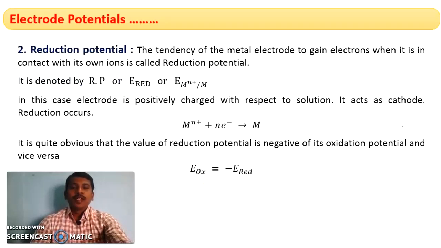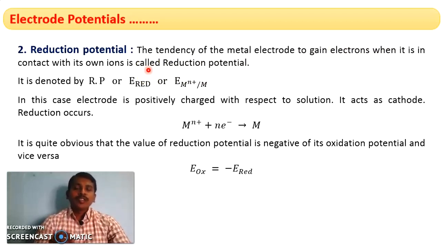Next one is reduction potential. Reduction potential is defined as the tendency of the metal electrode to gain electrons when it is in contact with its own ions. When a metal electrode is dipped in its own salt solution, if the metal electrode gains electrons, it is said to have reduction potential. Reduction potential is represented with RP, or E reduction, or E Mn+ bar M. Mn+ bar M indicates reduction, so E Mn+ bar M indicates reduction potential.